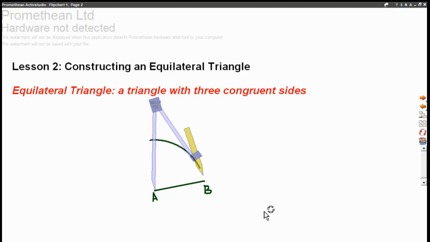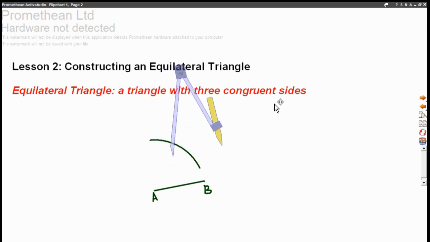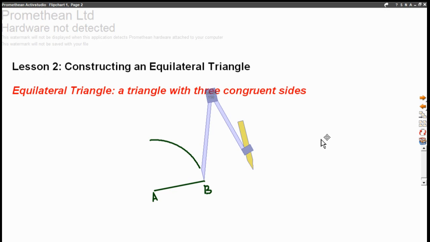To find out where, I know that it has to be also the same distance from B. So what I do now is move the pointed part of my compass. I want to keep my compass open the same amount, but I'm going to move the pointed part to B. Now, if I drew an arc over here, it wouldn't really help me much because I know that that's too far away from A to be helpful.